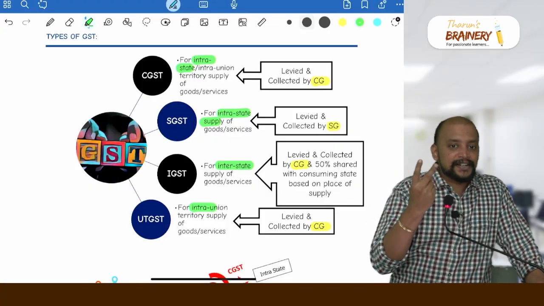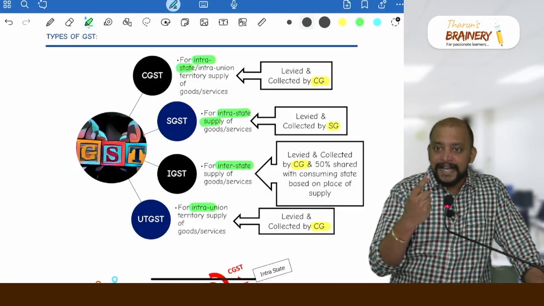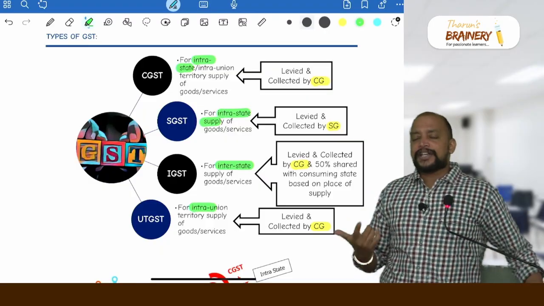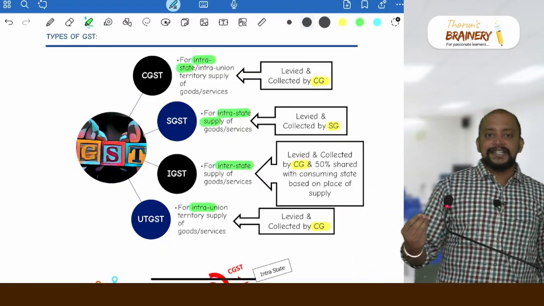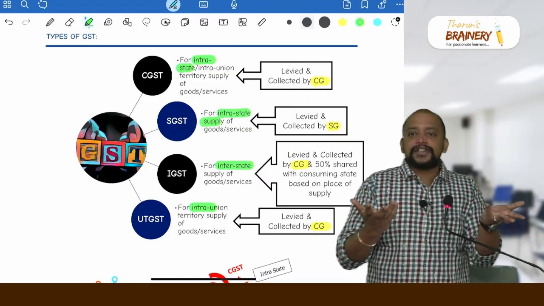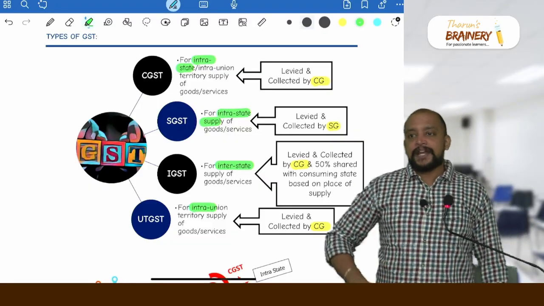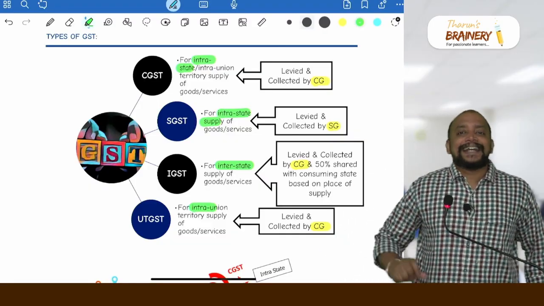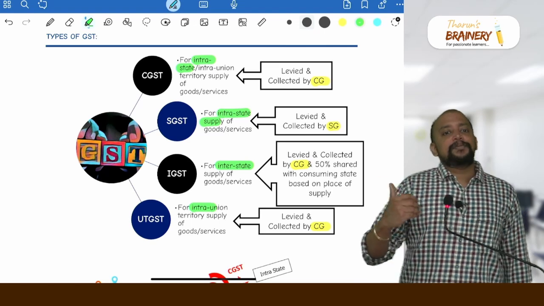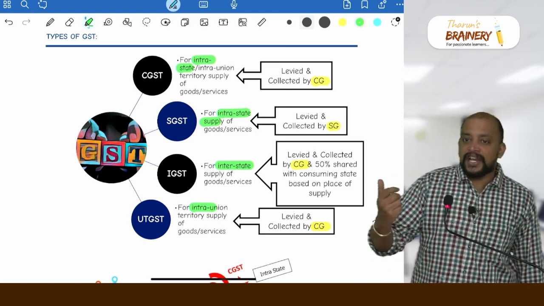So what are the 2 factors I asked you to check? Location of supplier and place of supply. Location of supplier is something which is easy to understand. Location of supplier means where the supplier is located. But what is place of supply? Place of supply is a technical aspect. Depending upon the transaction, the place of supply will change.